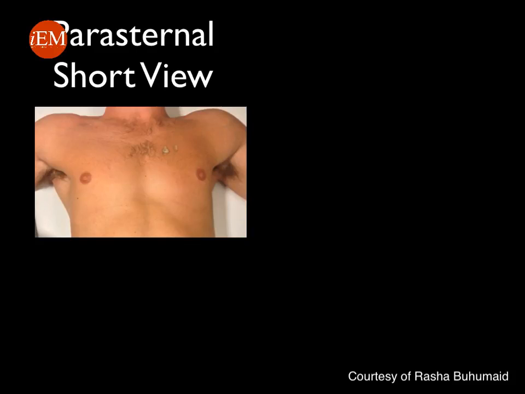To obtain a parasternal short view, you keep your probe exactly where it was in the parasternal long view, between the third or fourth intercostal space, and you just rotate the probe so the probe marker is pointing towards the patient's right hip this time.